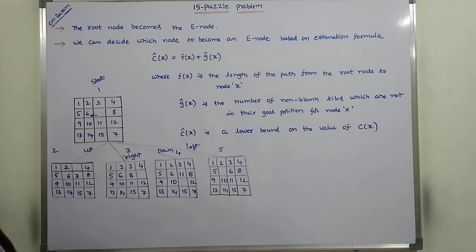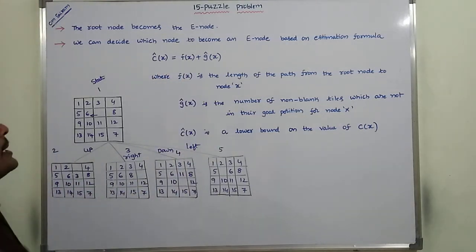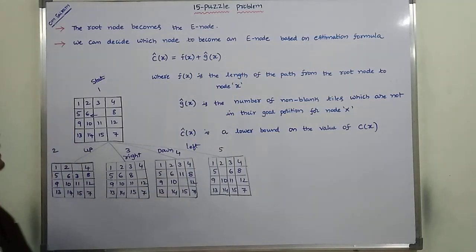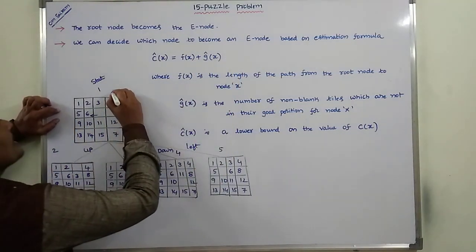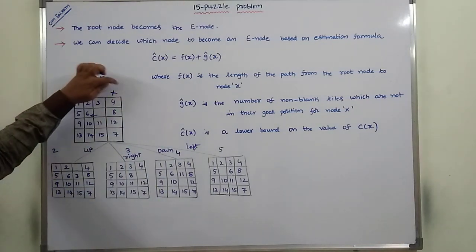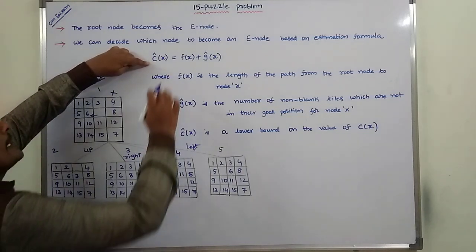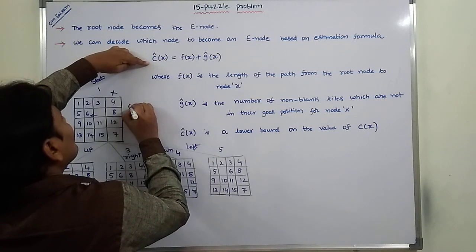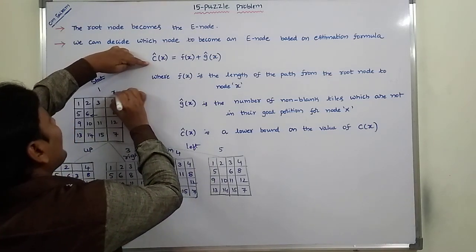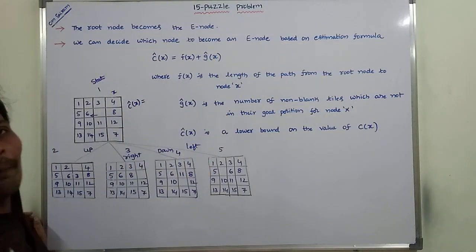Okay, next one. So here, see how we are calculating the cost. C cap of x is equal to f of x plus g cap of x. Suppose we are taking this node x. The root node can be treated as x. Now we are calculating the C cap of X. C cap of X is equal to F of X plus G cap of X.